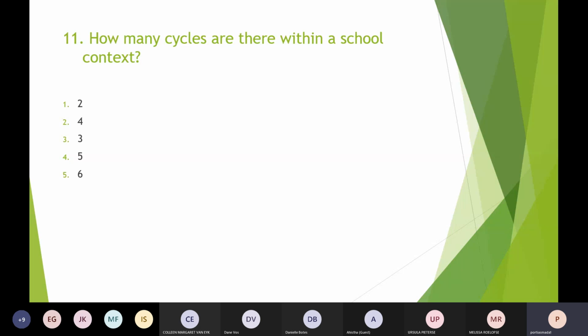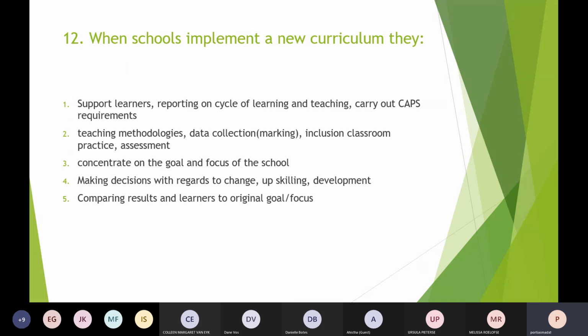Danae, do you agree with her or disagree with her? Melandri? I agree with, is it Melissa? Yes. Yes, I agree with that. There's 4. All right. Thank you. So students, a suitable answer there is 4 curriculum cycles within a school context. We have the teacher or the educator's curriculum, the subject area or subject curriculum, then you have the phase or the grade curriculum, and most importantly, the school curriculum. All right.